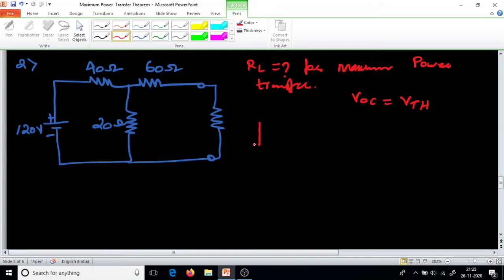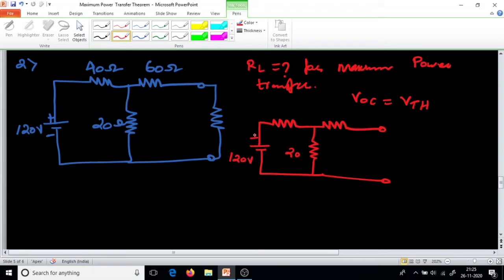So now 120 volt is there. Then we are connecting one 40 ohm resistor, then 60 ohm resistor. Here one more resistor, 20 ohm. And this source is 120 volt, plus and minus. This is 40 ohm resistor and this is 60 ohm resistor. Now we have to find VOC. This is the open circuit voltage.